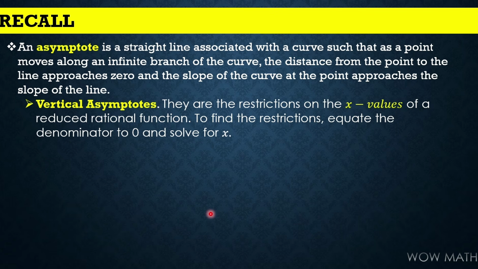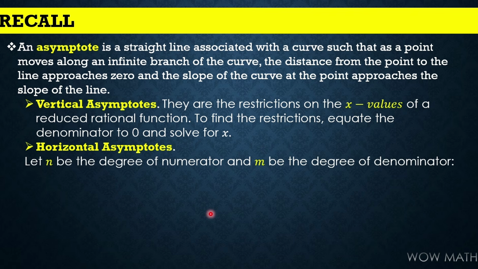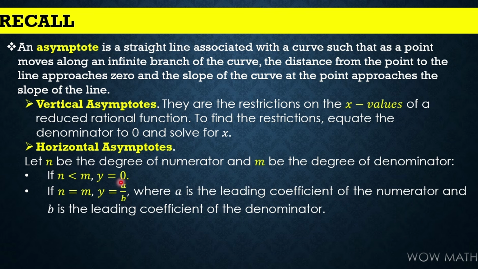Vertical asymptotes are the restrictions on the x values of a reduced rational function. So to find the restriction, equate the denominator to 0 and solve for x. Okay, horizontal asymptote: let n be the degree of the numerator and m the degree of the denominator. So if the degree of the numerator is less than the degree of the denominator, the horizontal asymptote is 0.